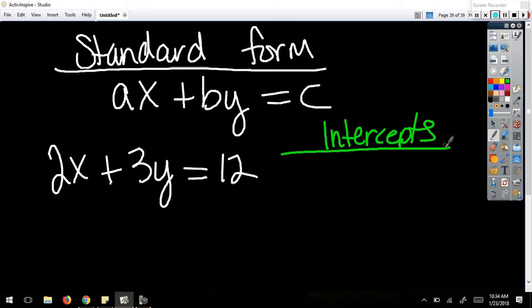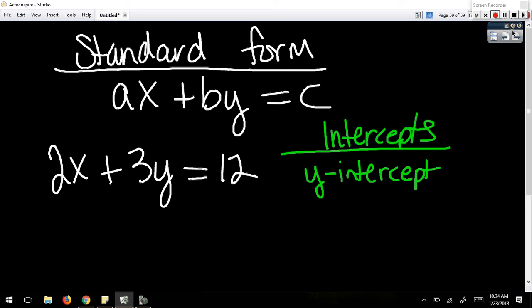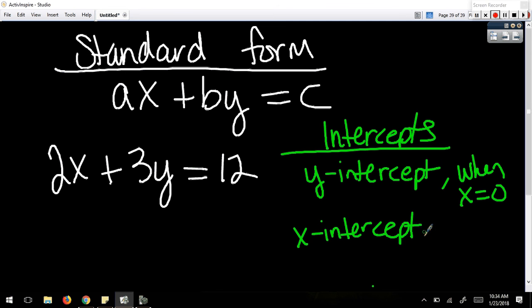To find the y-intercept, and this is very important, you'll want to star this in your notes because this is true for any equation, not just lines. The y-intercept is when x equals 0. So if you flip that around, the x-intercept is when y equals 0.